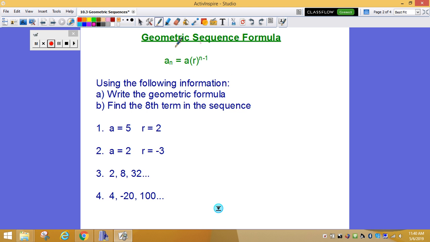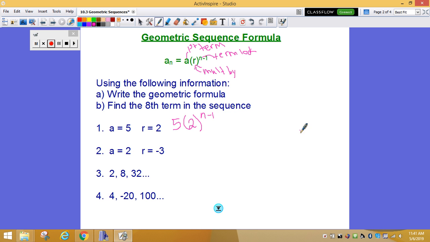All right, you're going to need to write down this formula. You need to know that A, just like before, that's your first term. Write that down. R is what we're multiplying by. And N is whatever term we're looking for. So let's do this. First, let's just write the geometric formula. So A is 5. In parentheses goes my 2. And then it's an N minus 1. That's my formula.